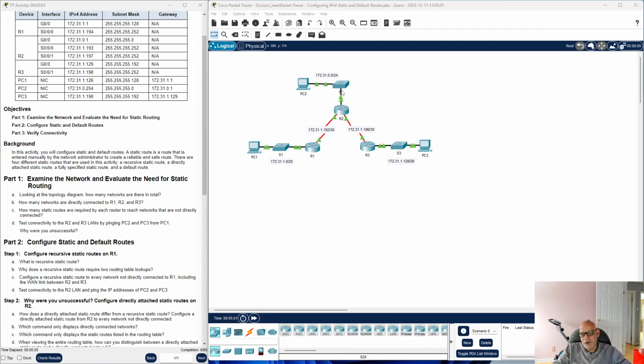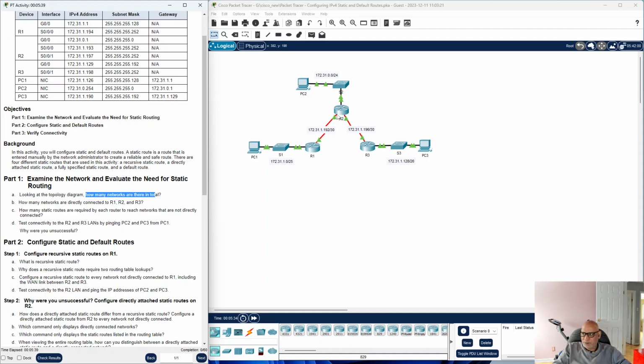The first thing you need to do when you're configuring a static route is to determine how many networks there are in total. So in this topology, let's see how many networks we have. We have one LAN here, which is 172.31.1.0, which is a network ID. Then the second network is 1.192, and it's a link between R1 and R2.